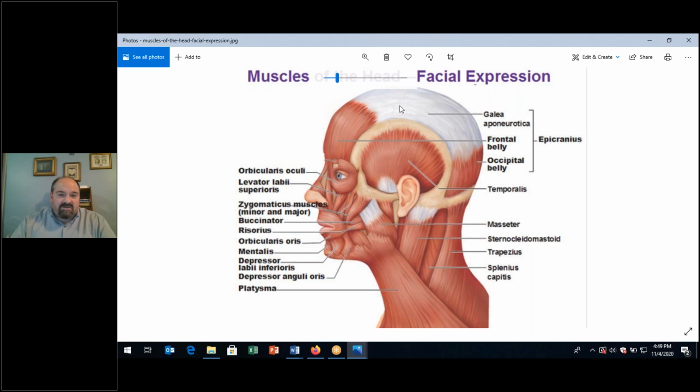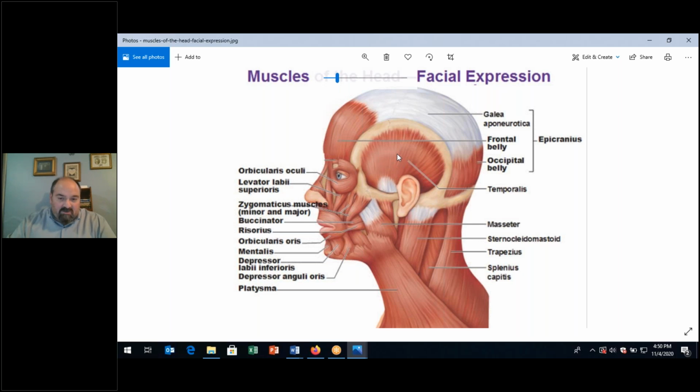So we can also call this the epicranial aponeurosis. It's connecting the connective tissue, frontalis muscle, occipitalis muscle. We can call this the occipitofrontalis muscle, or we can just say frontalis, occipitalis, epicranial aponeurosis, connective tissue. Here we see the temporalis muscle, and really this is a deeper muscle too.